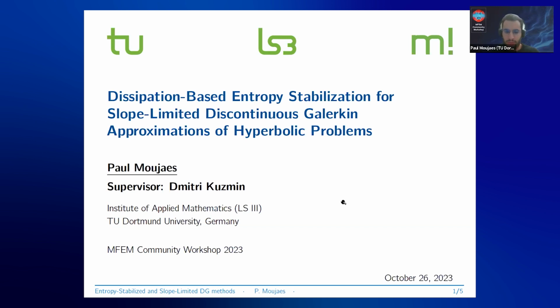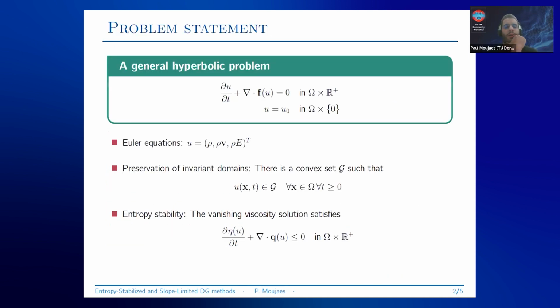So first, let's look at the hyperbolic problem. We have a conservation law of this form, where U is a vector of conserved variables and F some flux function, with some initial data U naught. For example, for the Euler equations, we have the conserved variables of density, momentum, and total energy. Solutions to these kinds of problems are known to lie in a certain convex set G for all x in Omega and t greater than or equal to 0.